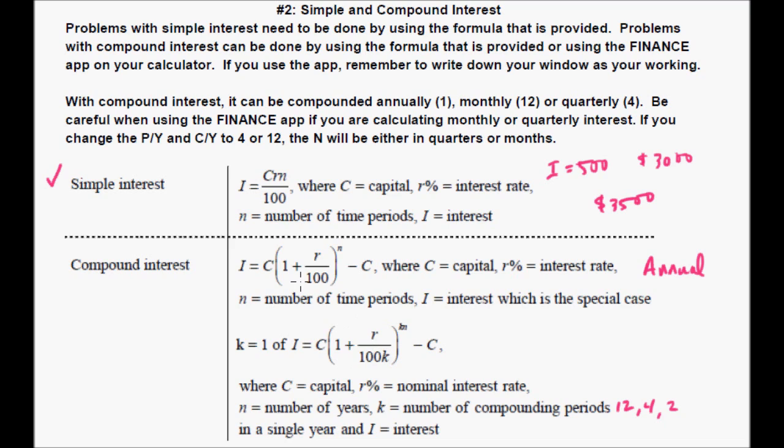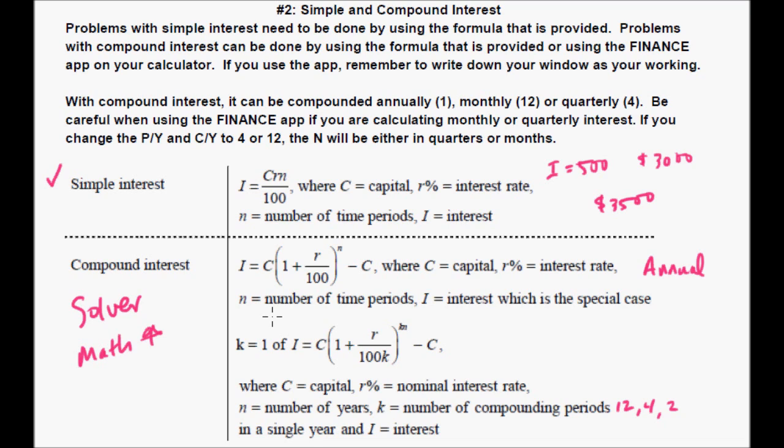The only trick to this is when they actually want you to find N. That can get a little tricky. You can use the solver on the graphing calculator. Just turn it on, go to Math, arrow up, go to Solver, press Enter, and enter this in. Make the equation equal to 0 and enter it in. You can do that, but it's much easier to use the finance app.